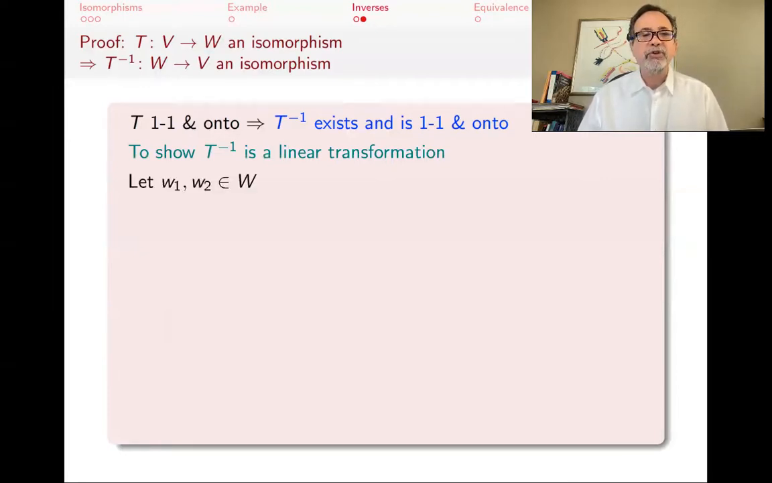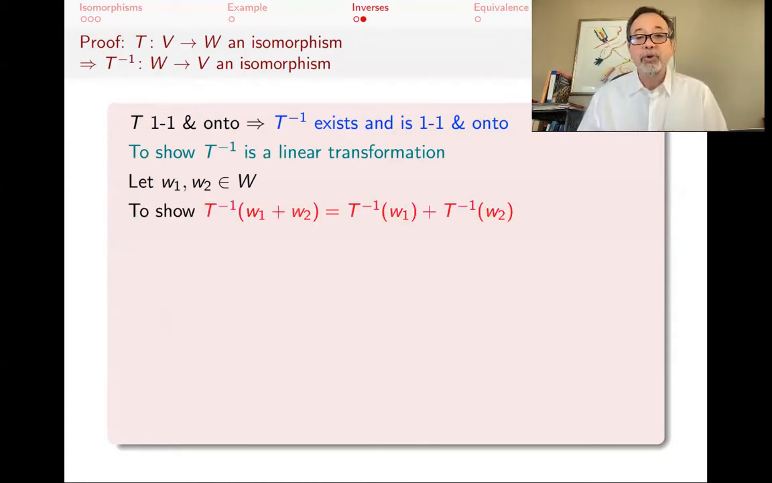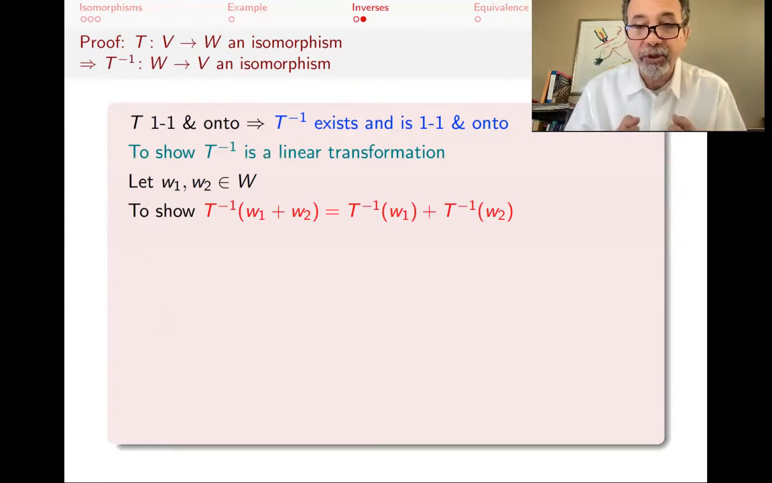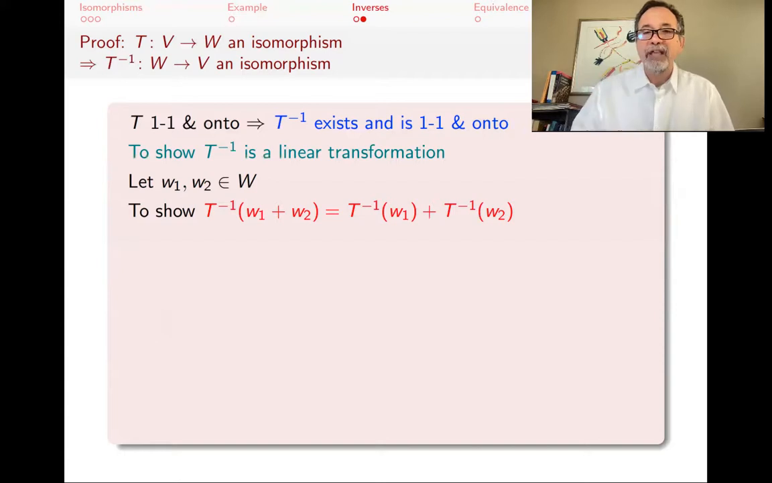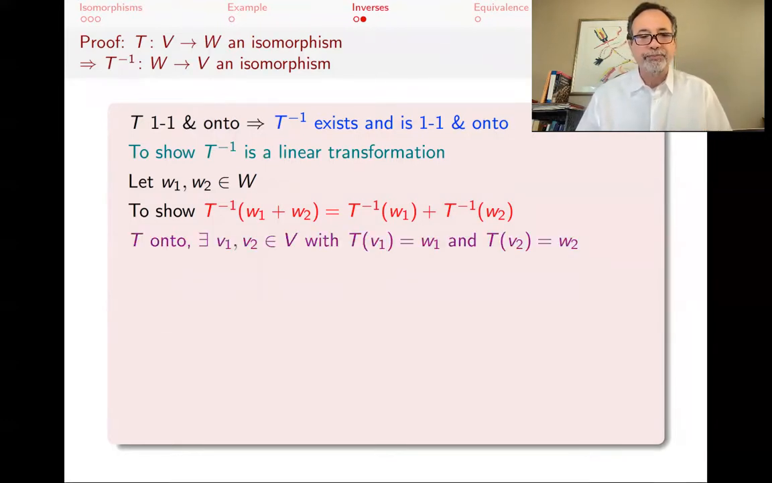So what does that mean? T inverse goes from W to V, so I pick two arbitrary elements in the domain of T inverse, which is W. What I need to show is that T inverse of W1 plus W2 is T inverse of W1 plus T inverse of W2. And I have to do the same thing for scalars. Scalars often get shortchanged because their proofs are similar, and if I do one, you can do the other one.